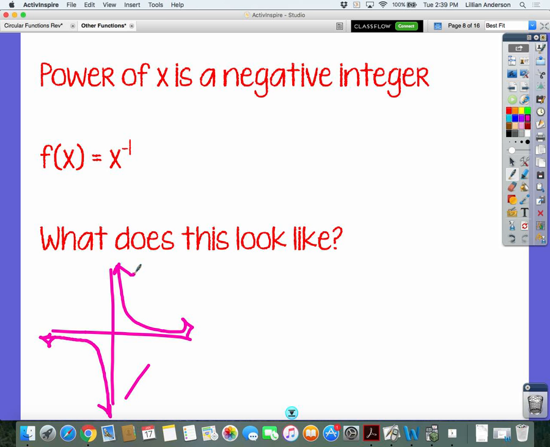These right here are known as your rational functions. You would have learned back in Algebra 2 that when you have a negative in the exponent, that's the same thing as saying 1 over x.